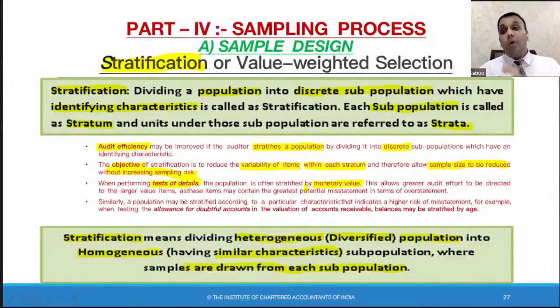You cannot draw a sample or extract a sample directly from the population. First, you need to divide your population into homogeneous groups, each group having similar characteristics. Then you extract or draw samples from those groups. Ultimately, you are extracting the sample from the population itself, and the elements of those groups, or strata, are what you apply your audit procedure on.